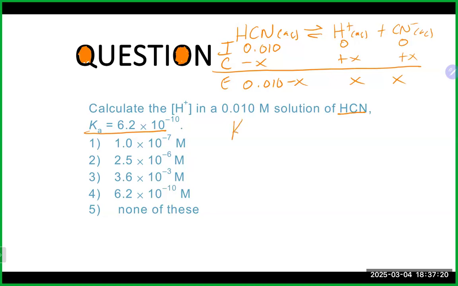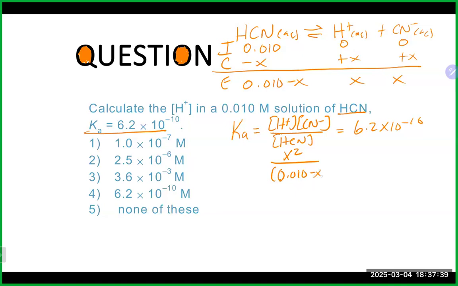We're going to go into our Ka expression, which is our products divided by reactants. And that's going to equal 6.2 times 10 to the minus 10. Popping in our numbers there, x squared over 0.01 minus x equals 6.2 times 10 to the minus 10. Why not give it a try?